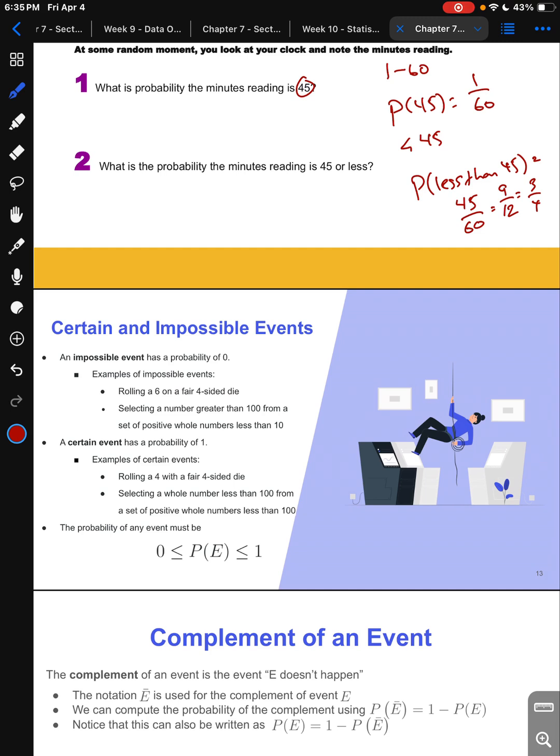So the probability will be between 0 and 1. The probability can be 0, it can be all the way to 1. It can't be any more than 1.